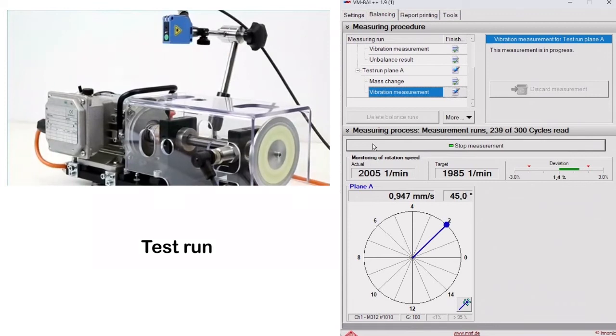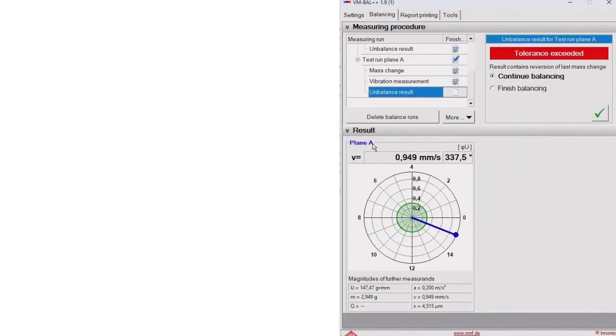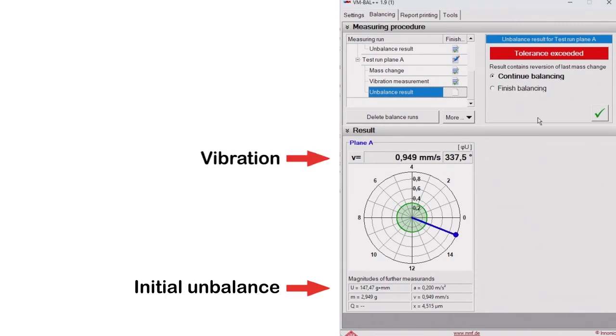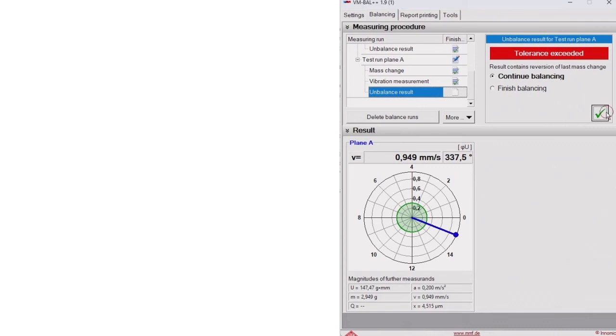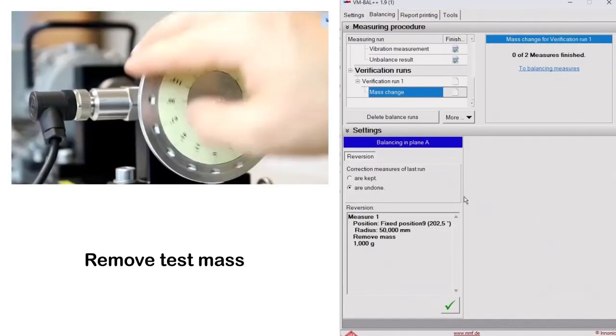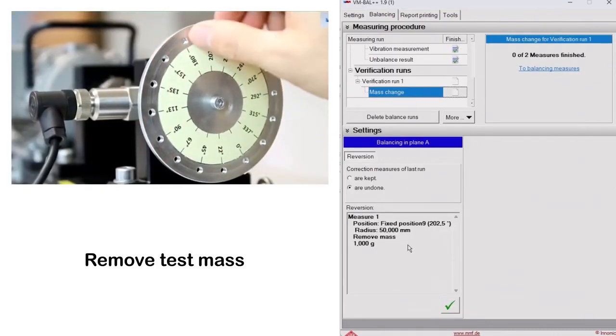The unbalance can now be determined. Here it is 147 gram-millimeters, or a vibration velocity of 0.95 millimeters per second at 337.5 degrees. Now the test mass can be removed.